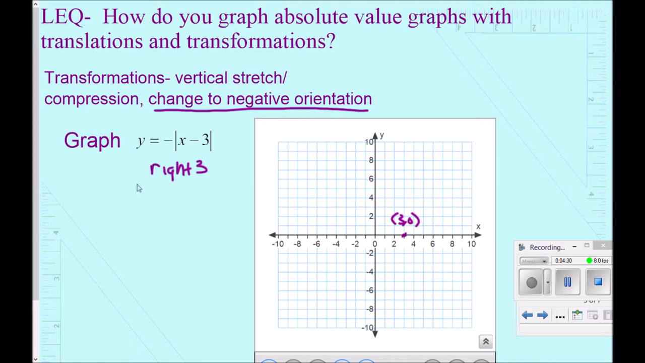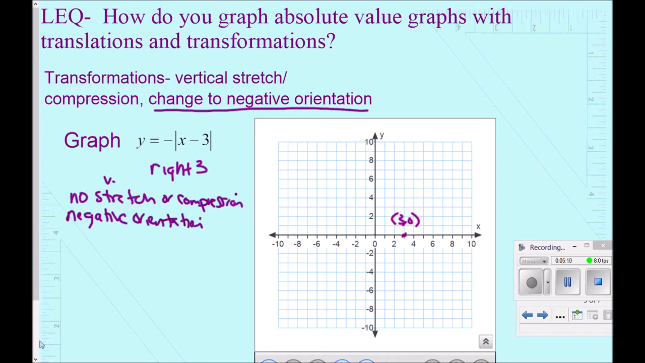So looking at this number in the front, there's no vertical stretch or vertical compression because the value is just 1. But because of the negative, it is going to be a change in orientation. So it does still have a transformation. It's just that the transformation is not a vertical stretch or vertical compression. So no vertical stretch or compression, but it does have a negative orientation, meaning that it's going to open down.